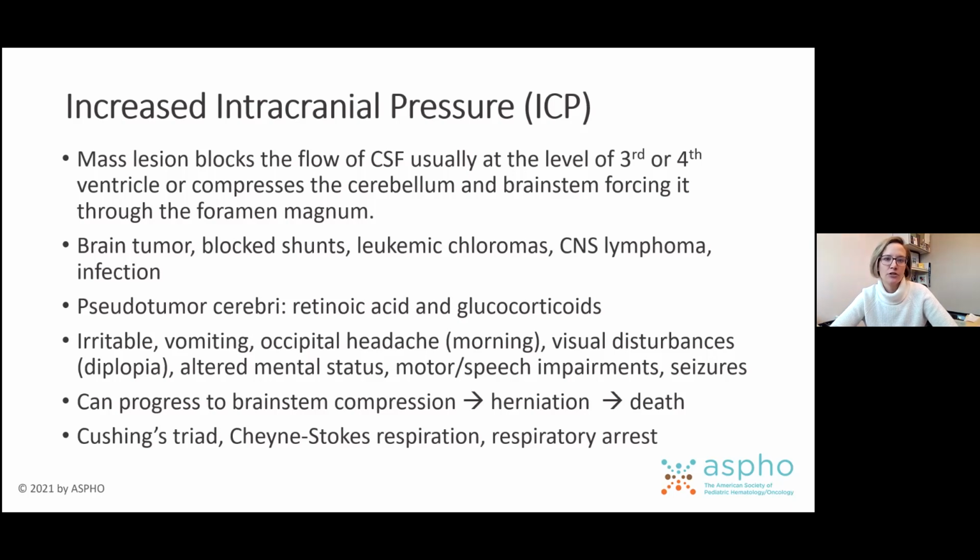In general, symptoms of increased intracranial pressure are irritability, poor feeding in small children, vomiting, headaches, visual disturbances, altered mental status, motor and speech impairments, and sometimes seizures. Increased intracranial pressure and masses can ultimately lead to brainstem compression and herniation and death in some situations. And red flags that you're going down that pathway are Cushing's triad, Cheyne-Stokes respirations, and respiratory arrest.